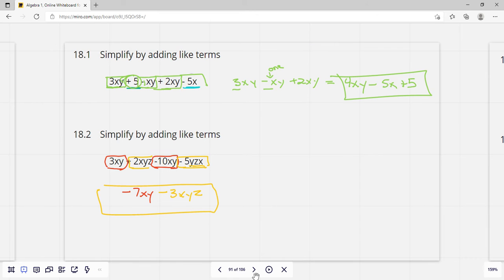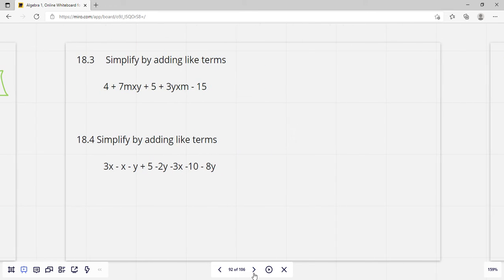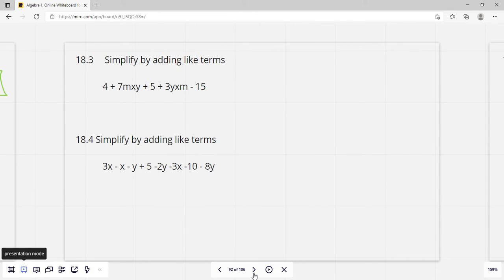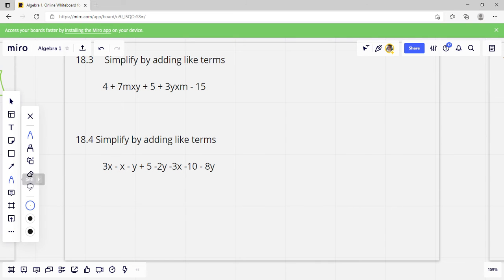So you just find the ones with the variables that are the same and then add their coefficients. Super easy. And if it doesn't have a coefficient, that means 1. Alright, so first I'm going to do my mxy. Right there. Do I have another? Yes, right here. mxy. And this is called adding like terms. Those are like terms. So 3 and 7 would be 10mxy.